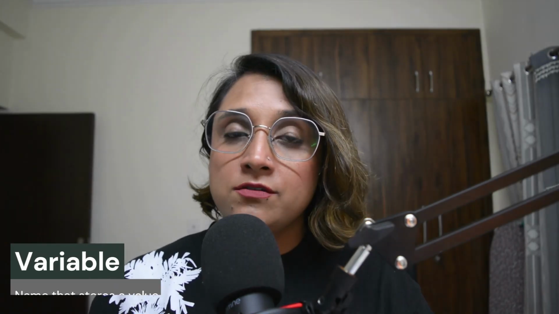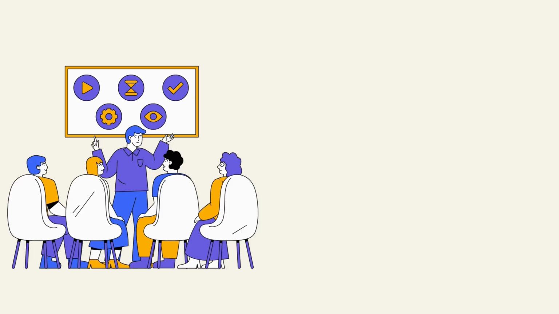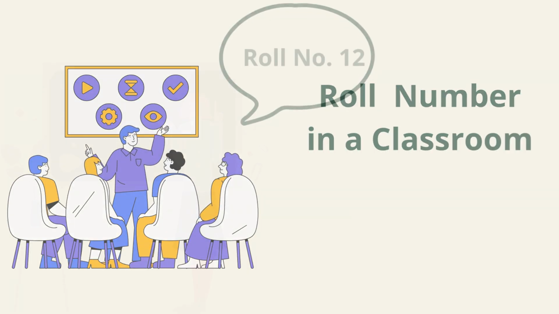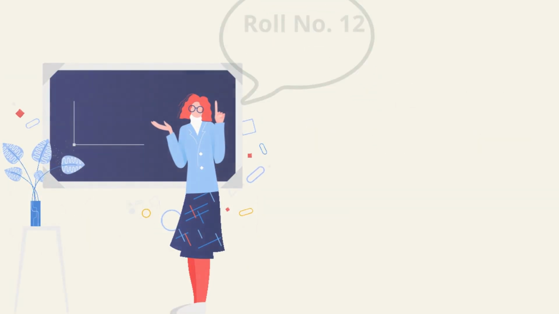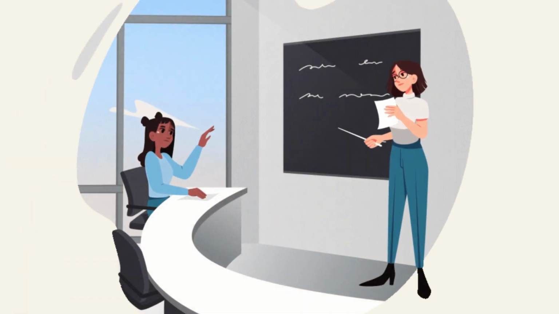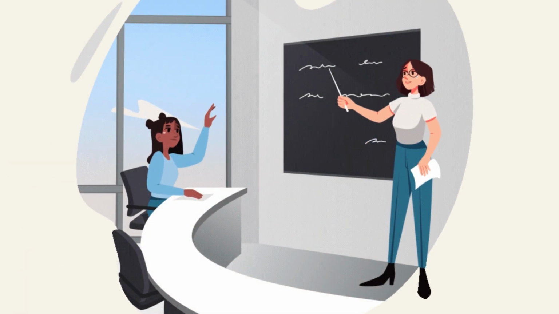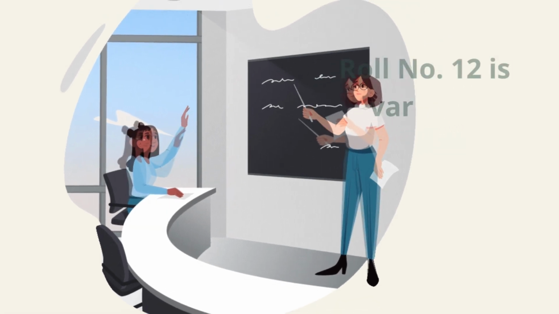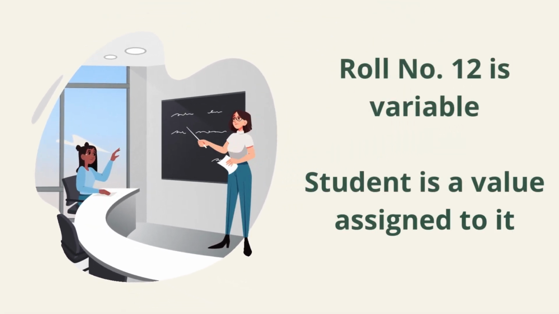Let's first understand what is a variable. Variable is just a name that stores a value in your program. Think of it as a roll number in a classroom. Let's say I call roll number 12, and there would be one specific student who would respond to this roll number 12. Now, that roll number 12 is a variable name, and the student who responds to it would be like a value stored into it or a value assigned to that particular variable name. In Python, we do the same thing. We give values a name so that we can reuse them easily.